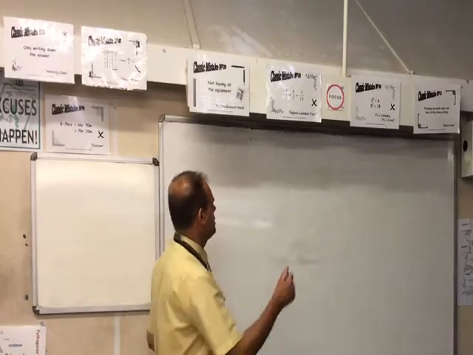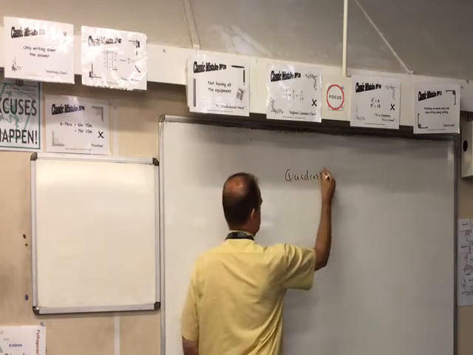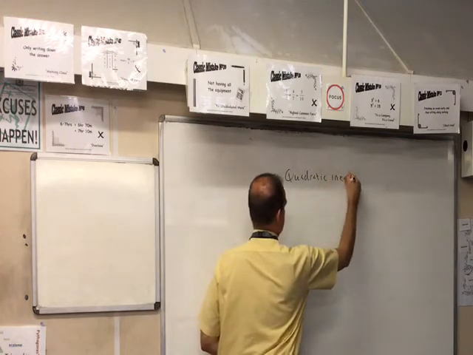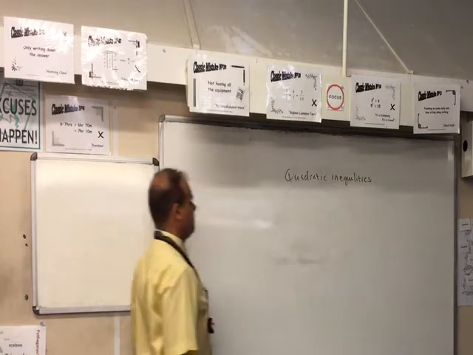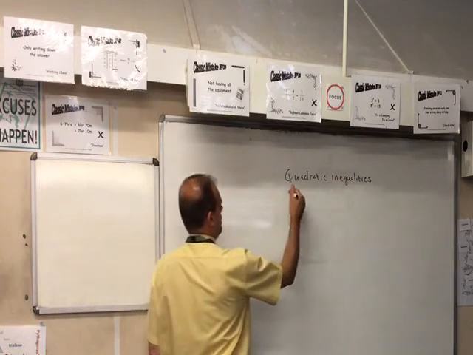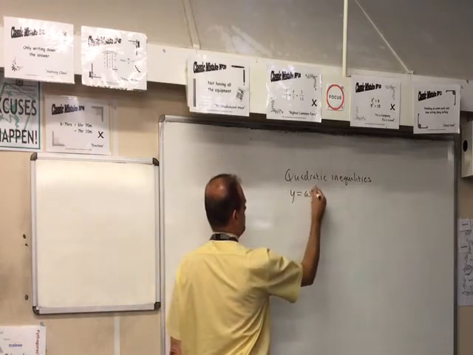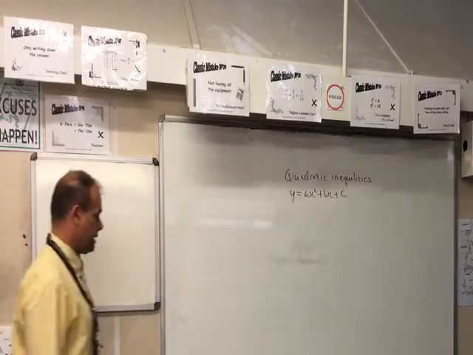Right, we're going to look at quadratic inequalities, which is going to be a grade 8, possibly 9 level on the higher course. Okay, as we did with quadratic sequences, the general expression for a quadratic is ax squared plus bx plus c.